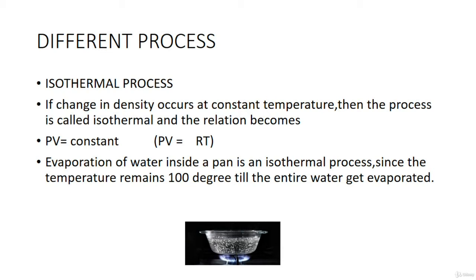A day-to-day life example is the evaporation of water inside a pan, which is an isothermal process. This is because as the water starts evaporating, the temperature of the water remains at 100 degrees till the entire water gets evaporated. Hence, the entire process takes place at constant temperature. So, it is said to be an isothermal process.